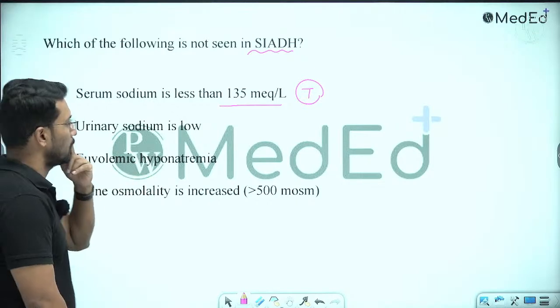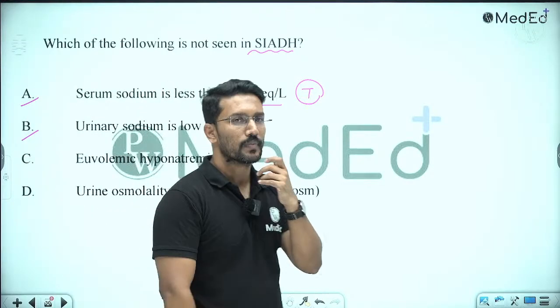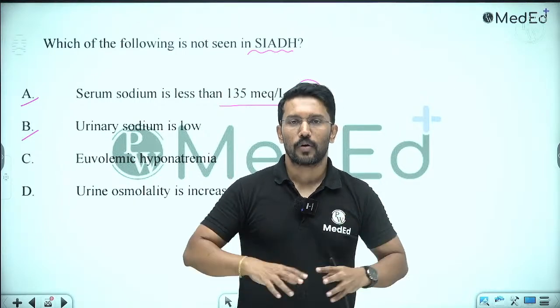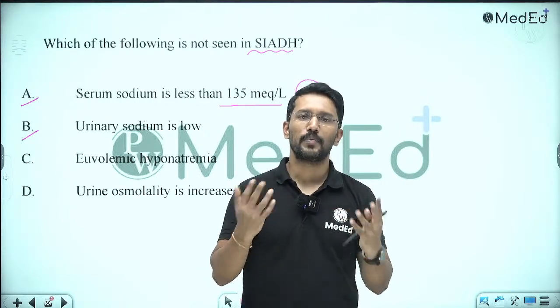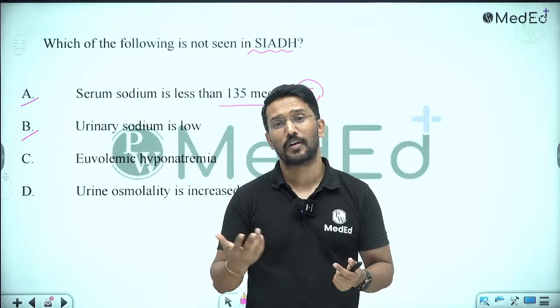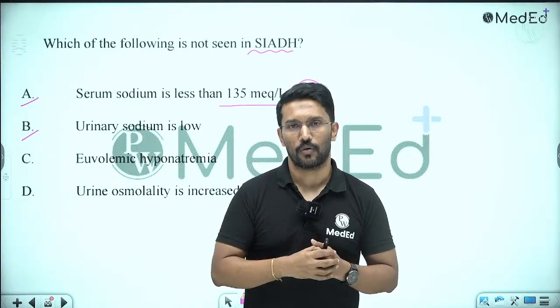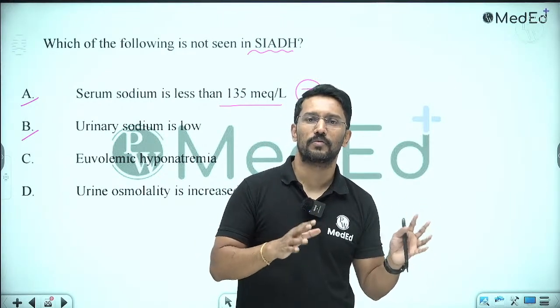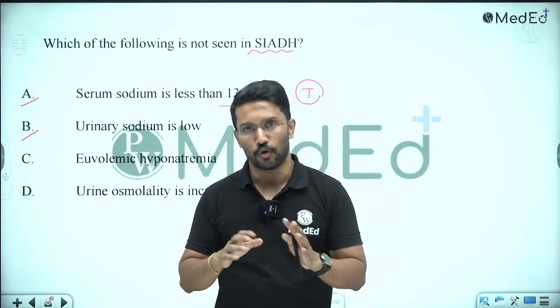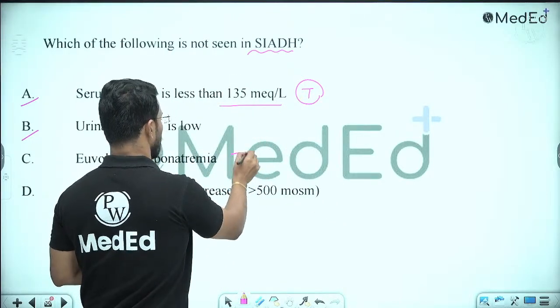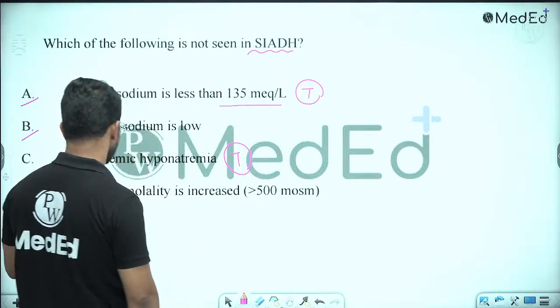Euvolemic hyponatremia. See, now what happens in SIADH is there is increase in the water absorption. Okay, but this water absorption will only cause subclinical volume expansion. So peripherally, we don't see the patient developing edema or raised JVP and all. So clinically, we will see the patient as having euvolemia. So this is also true. Euvolemic hyponatremia is part of the diagnostic criteria for SIADH.